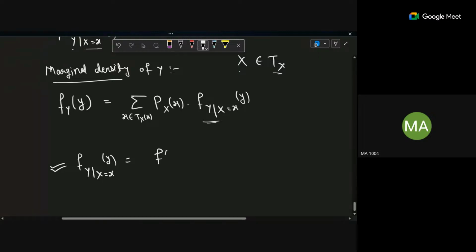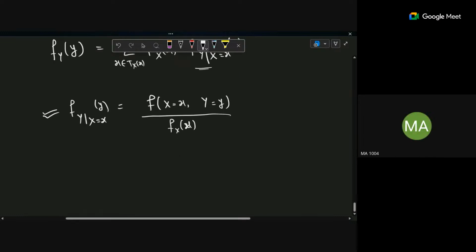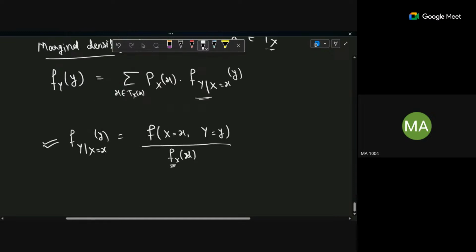It is f of x equal to x and y equal to y. We write it like a joint, because this is a joint distribution here, divided by the probability of x equal to x, so f just of x. Remember, in this particular case this fx is not f, it is p.